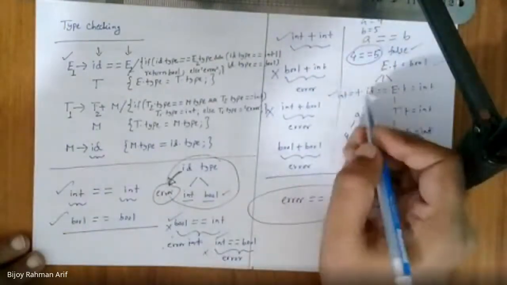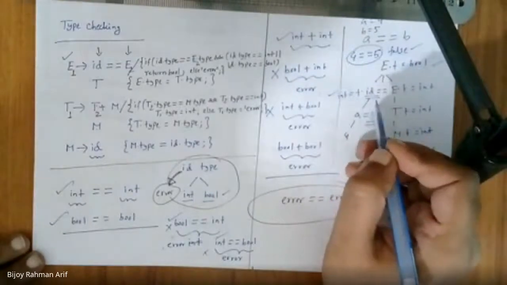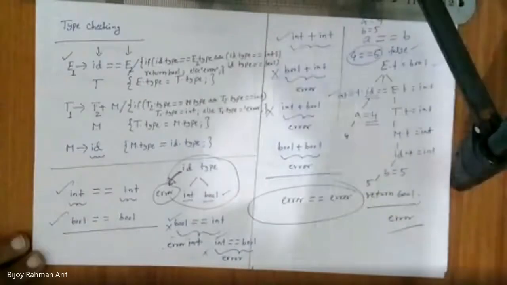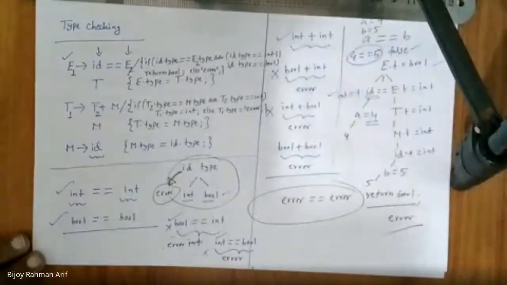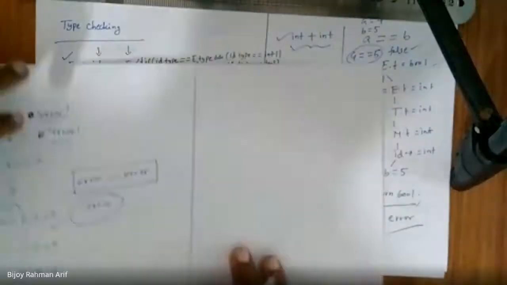So we have started our journey from here. Somehow we understand that whatever value is assigned to the ID, we know the type of that one. Don't get confused with that one. All right, so this is the case.